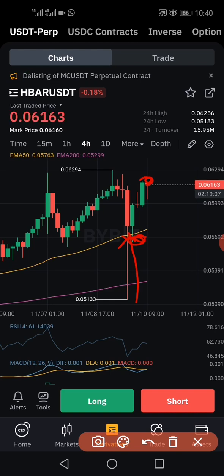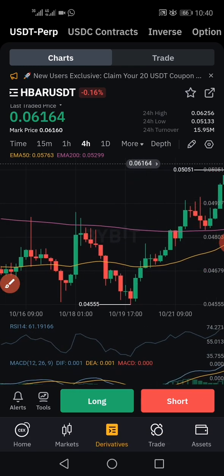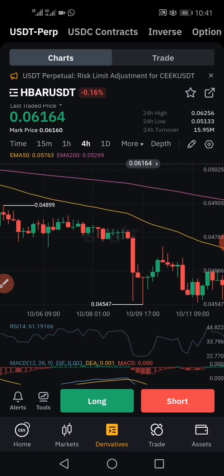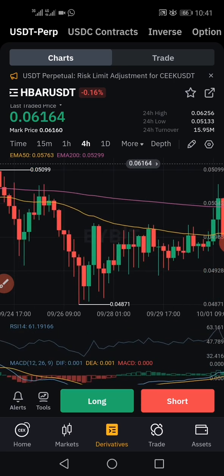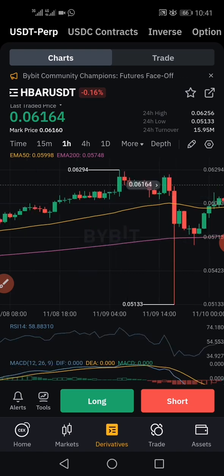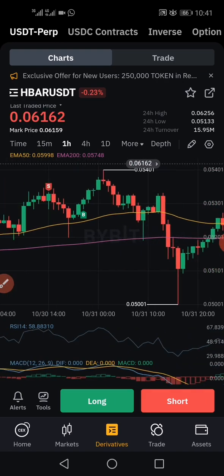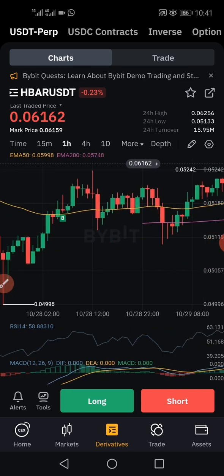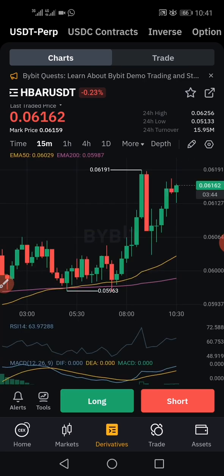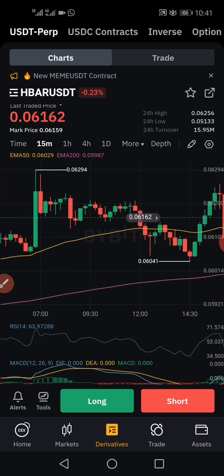Now what about shorting? If you want to short the market, we can go back. This thing works for different time frames. This is 4 hours. Now if you want to short it, let's go back and see this chart. Let me use 1 hour now. The reverse is the case for selling, that's for shorting. Okay, let me use 15 minutes.